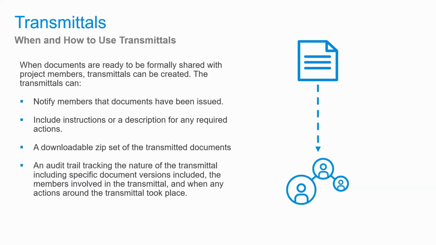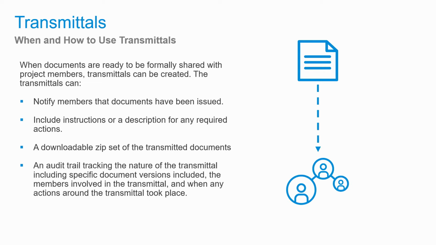When documents are ready to be formally shared with project members, transmittals can be created. The transmittals can notify members that documents have been issued, include instructions or a description for any required actions, a downloadable zip set of the transmitted documents, an audit trail tracking the nature of the transmittal, including specific document versions included, the members involved in the transmittal, and when any actions around the transmittal took place.